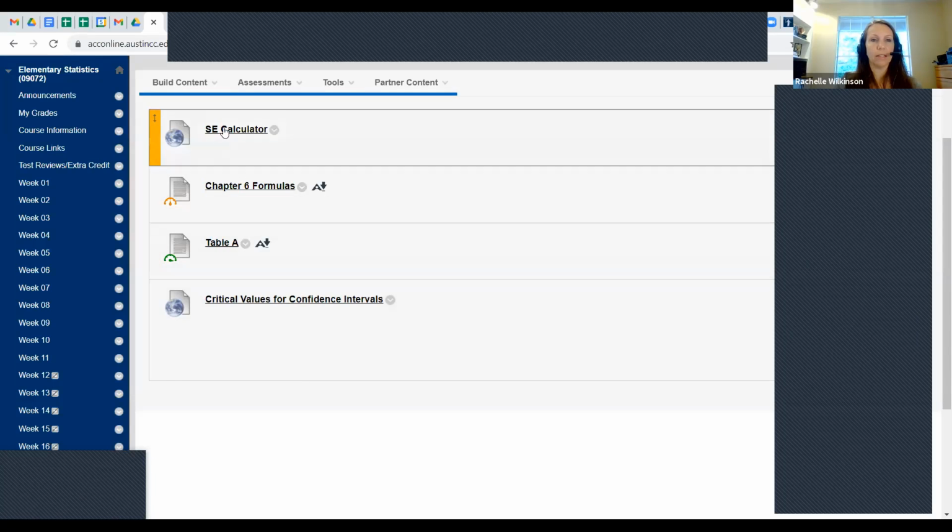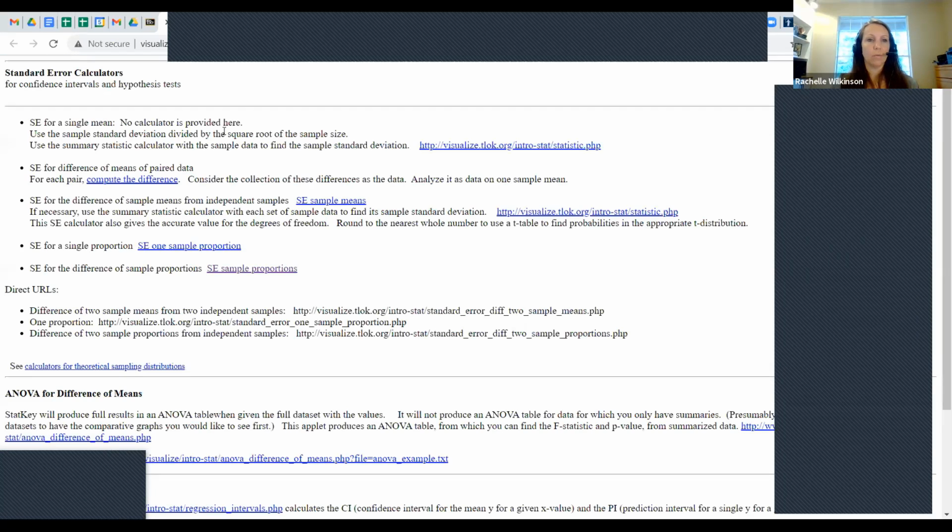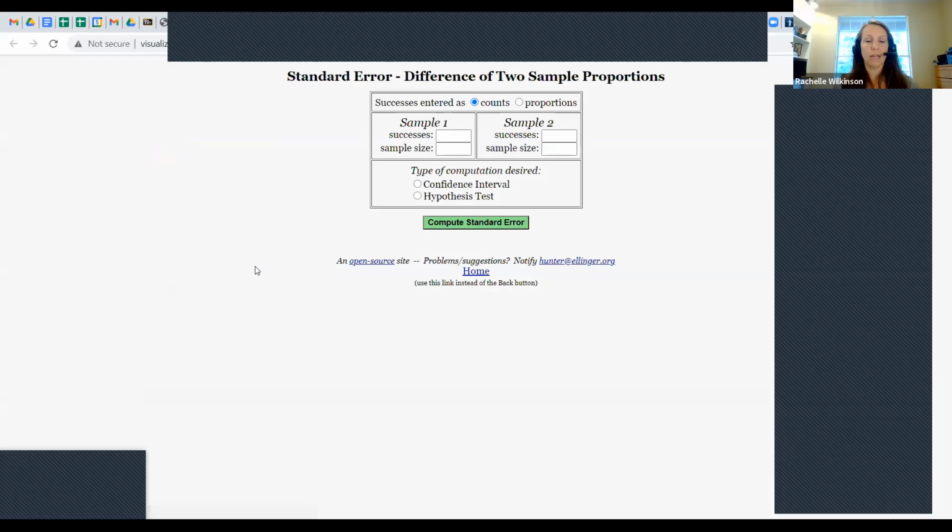Okay, so I'm going to click on this SE calculator. Once I get into here, I'm looking for the standard error for difference of sample proportions here. So I'm going to click here where it says SE sample proportions, and it's going to ask me for my data. So for my penguin data in the metal tagged group, there was 33 that survived out of 167. And in the electronic tagged group, then I think there was 68 out of 189 that survived.